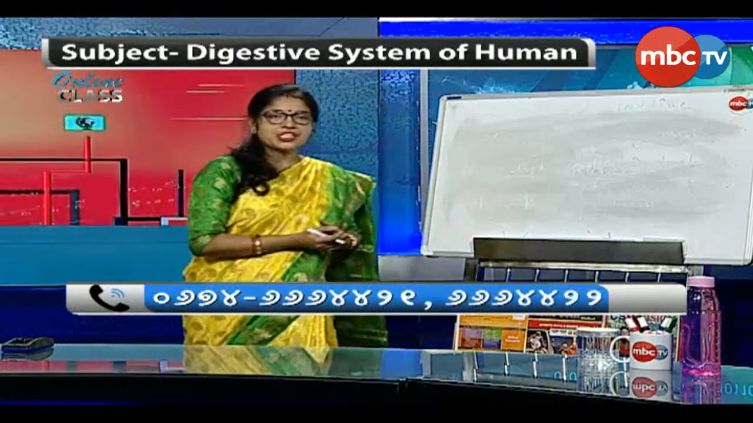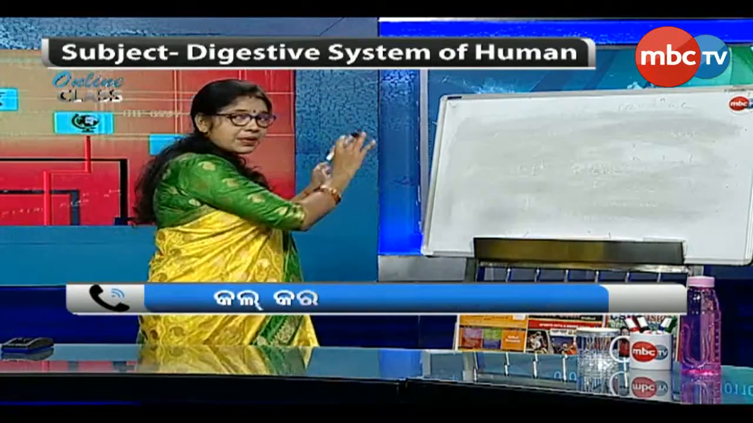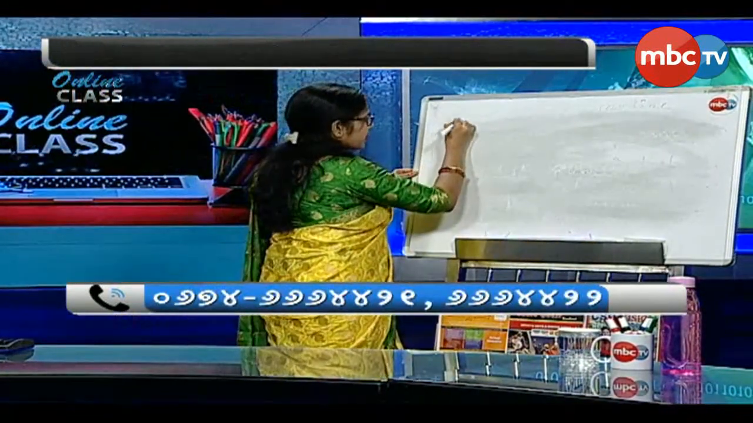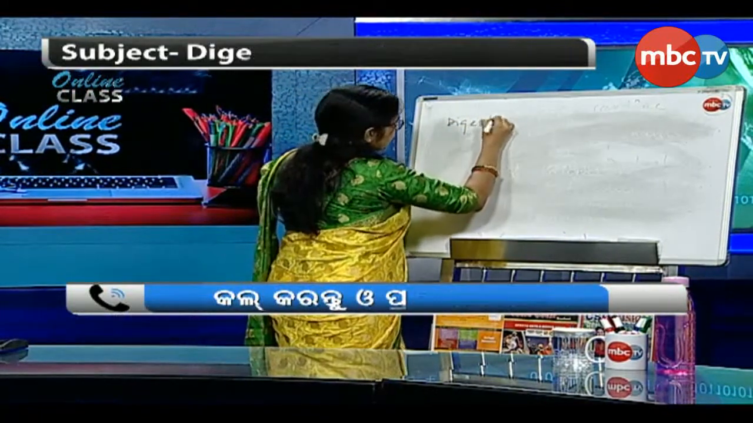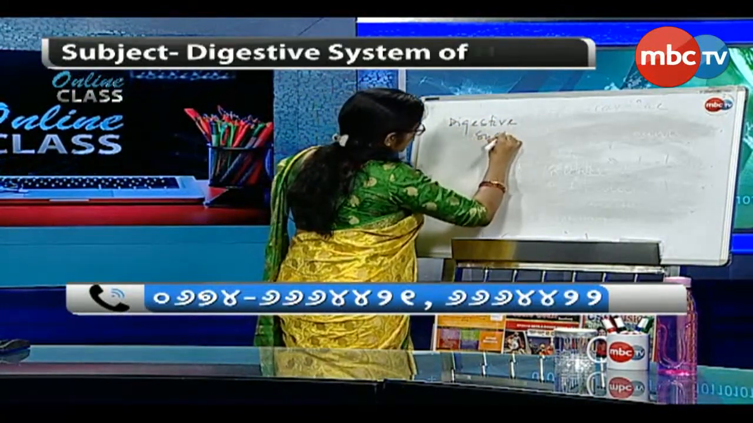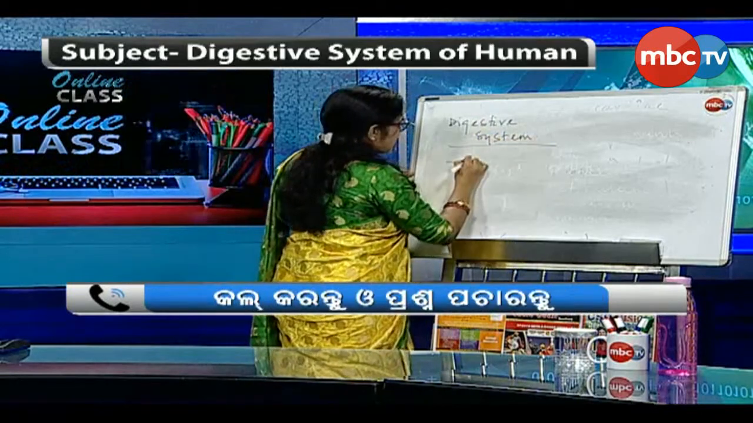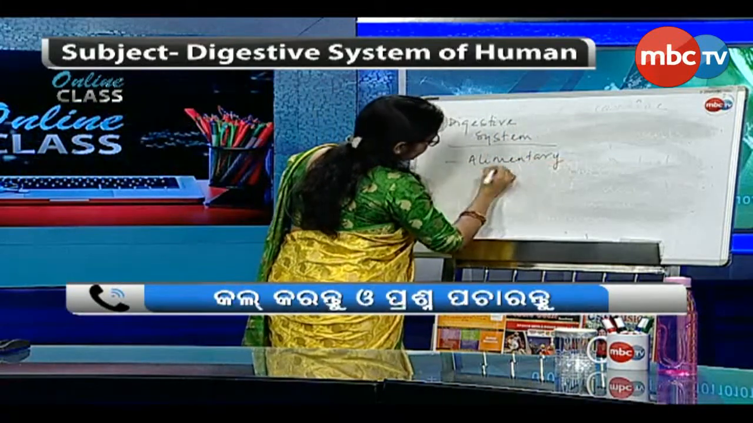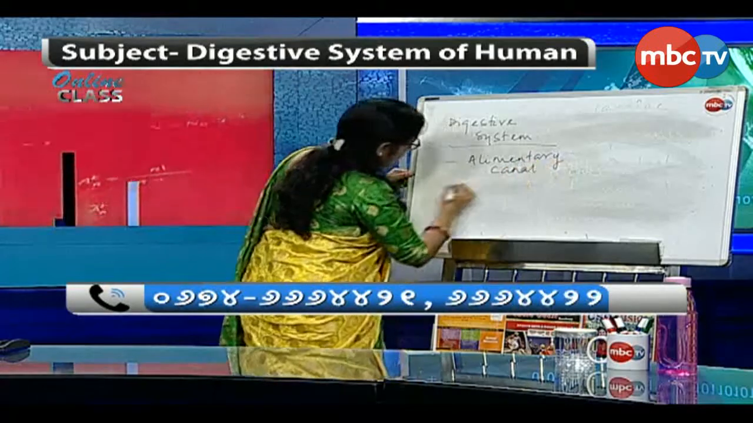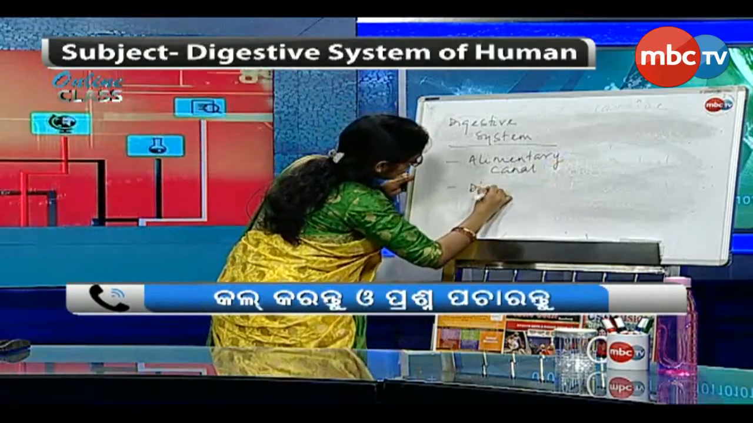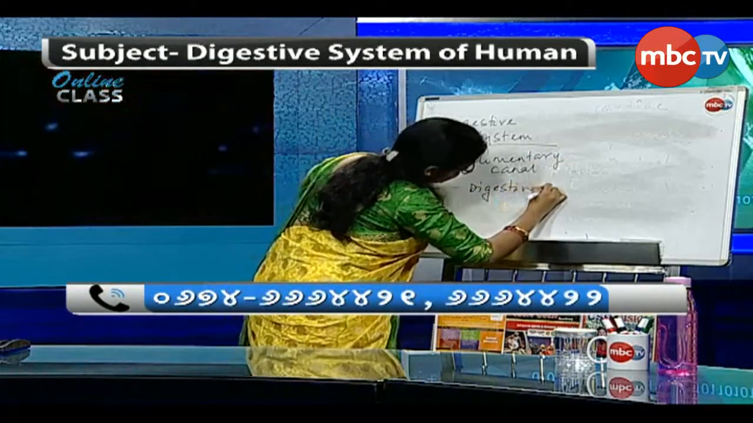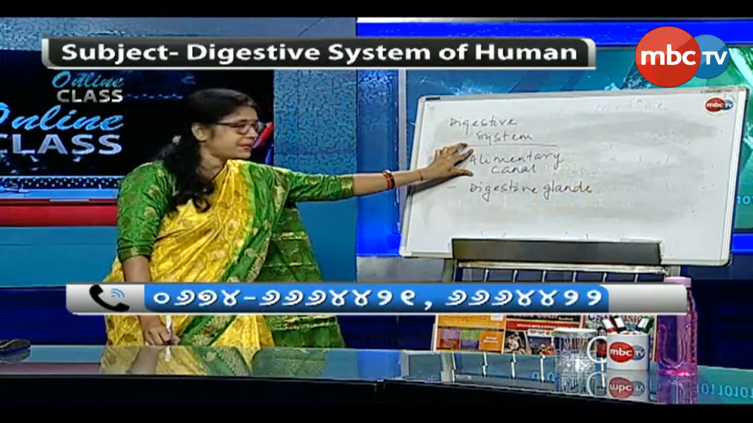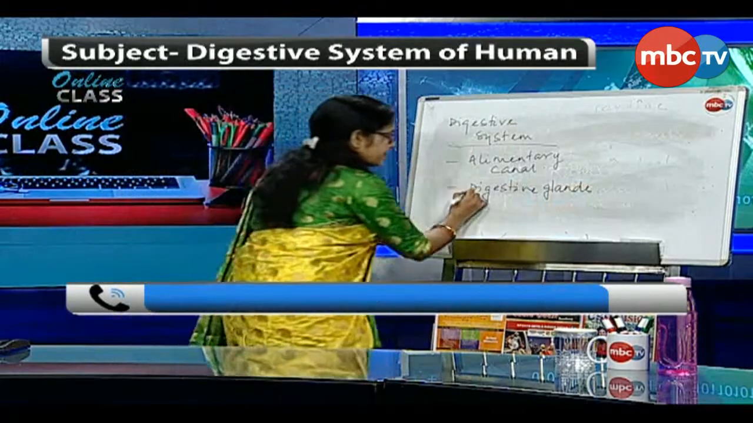So, this is about the first part, the complete alimentary canal that we have discussed. The digestive system of humans is divided into two parts: the first one is the alimentary canal and the second one is the digestive glands. We have discussed the structure of the alimentary canal. So, next one is the digestive glands.